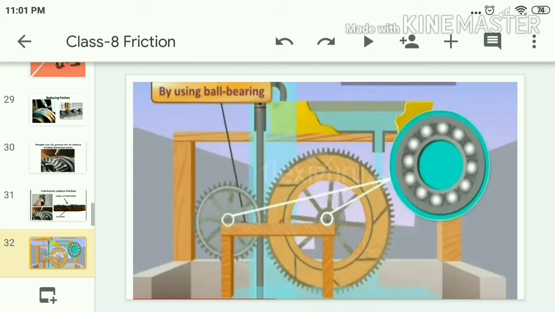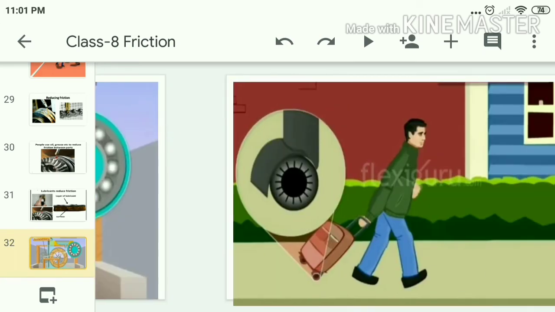In the same way, if you observe cycles, we observe ball bearings. Why do they use ball bearings where two objects are in contact? If you observe the structure of ball bearings, in the middle there are round ball-like structures which produce rolling friction when moving. Already we know rolling friction is much less than sliding friction. As it produces rolling friction, the friction is reduced and the damage to that object is minimized.